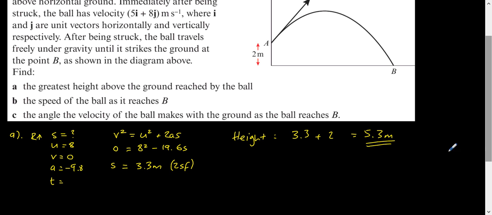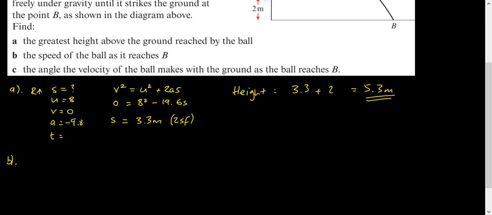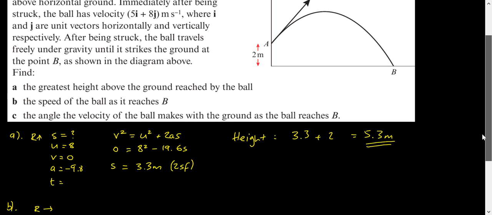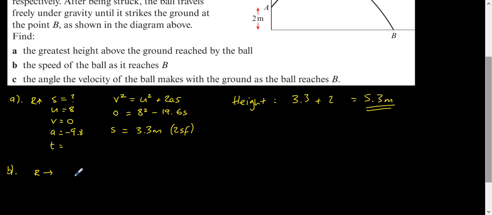So now we're being asked about the speed of the ball as it reaches B, and this is very similar again to a question that you were working on in previous lessons. If we're asked about the speed, it means we're going to have to find the magnitude of the velocity. So in order to do that, we need the horizontal velocity, which we're given in the question. It's 5i, 5 in the i direction, 5 meters per second. Not just the initial velocity, it's a constant velocity because there's no acceleration there.